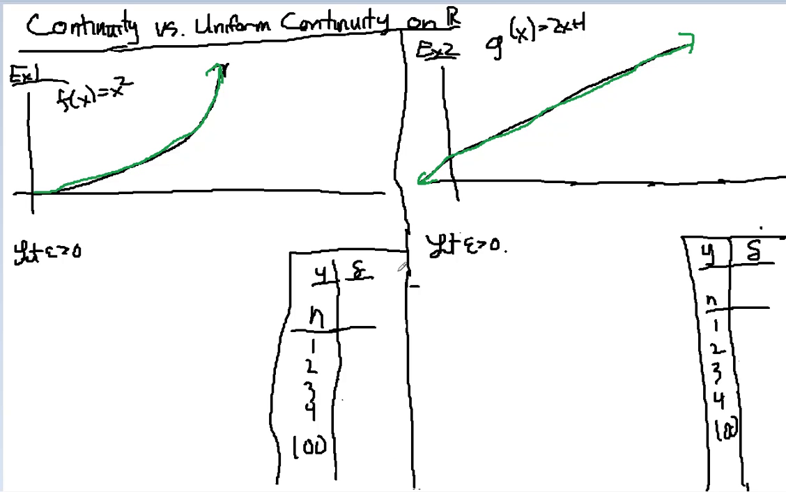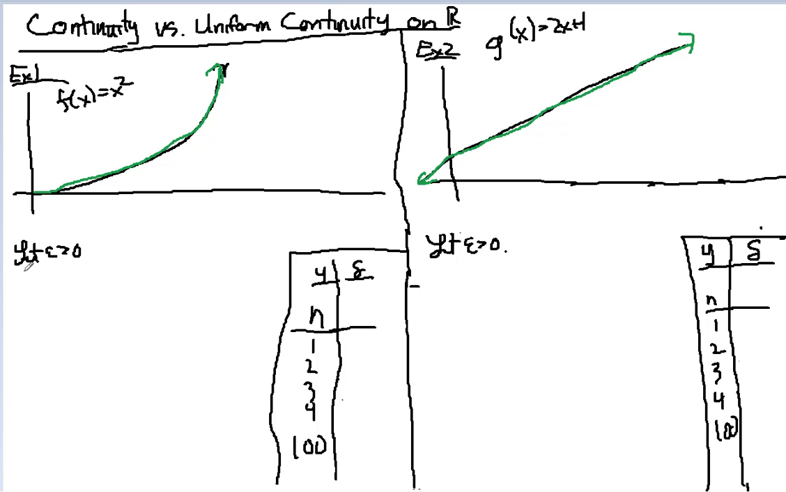Here are two examples of continuity versus uniform continuity on all of R. I'm choosing two functions, x squared and 2x plus 1, and I'm going to look at just some really nice points. I'm going to check that x squared is continuous at all the positive integers n, like 1, 2, 3, 4, and 100, and I'm going to see what the delta values are. Then I'm going to do the same thing for 2x plus 1.